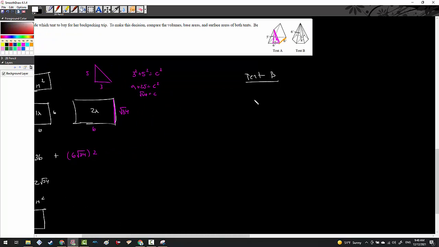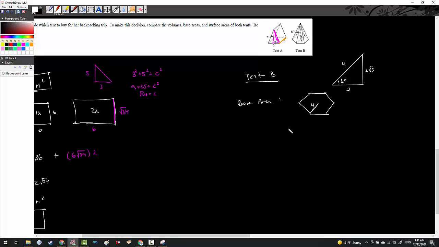Tent B is a hexagonal pyramid. So let's go and find the base area. The base area is a hexagon. So I'll go ahead and just draw a quick little hexagon right here. It has a diameter of 8, which means it has a radius of 4. At this point, I'm hoping we're comfortable with the notion that I can just break this thing out, call this 4, call this 60, make this 2, and make this 2 rad 3 on special right triangles.